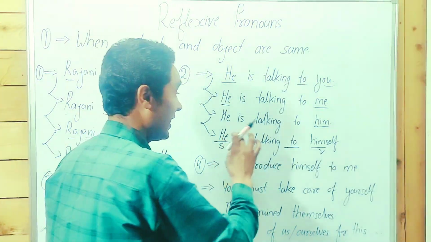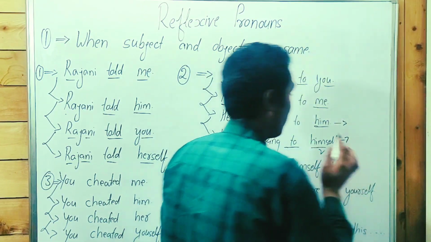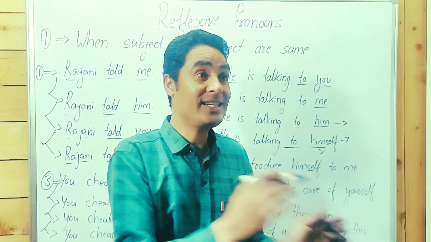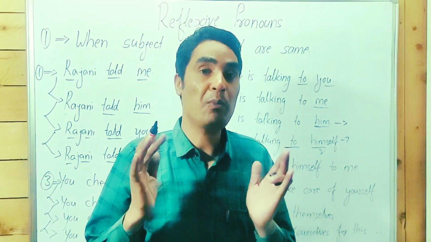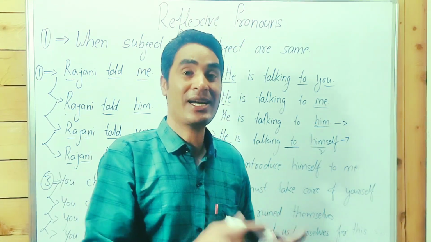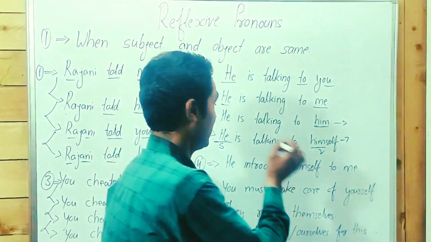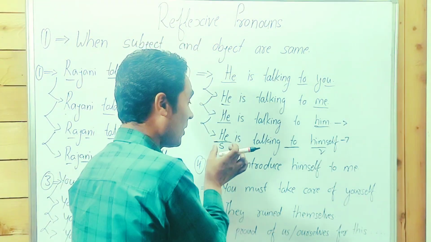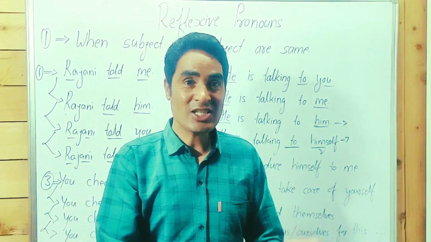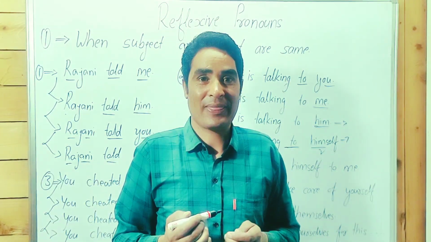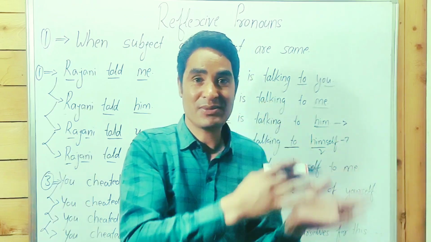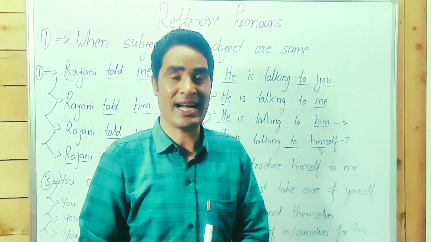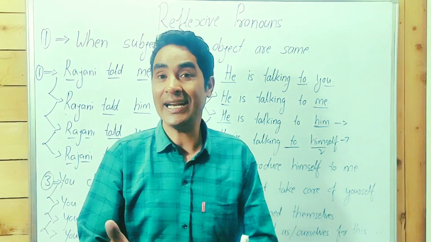If you write this, there are two meanings; both sentences have different meanings. "He is talking to him" means there are two people: he, subjective case, and him, objective case, different persons. The subject is different and the object is different. Then "he is talking to himself", "I'm talking to myself". "I'm talking to you", different subject and different object. "I'm talking to him", different subject, different object. "I'm talking to her", different subject and different object.